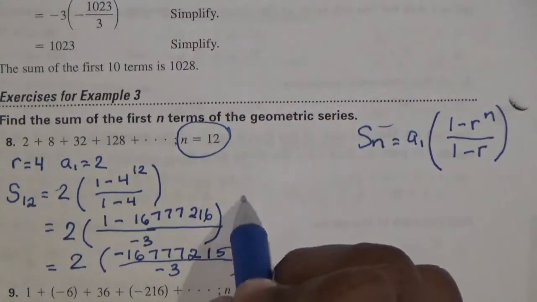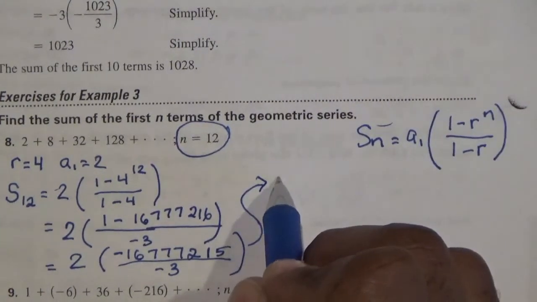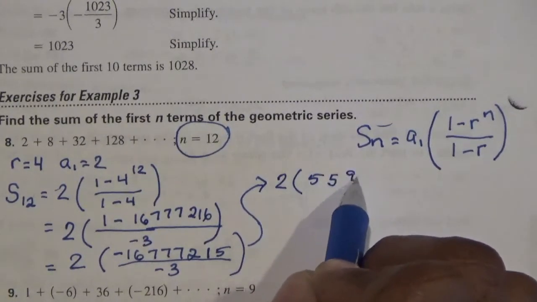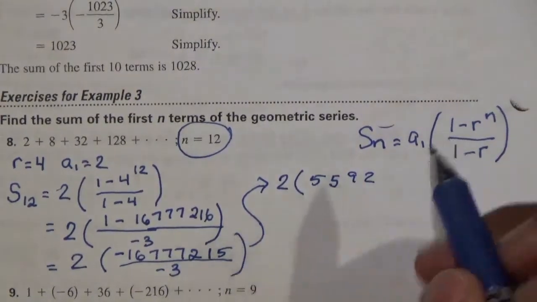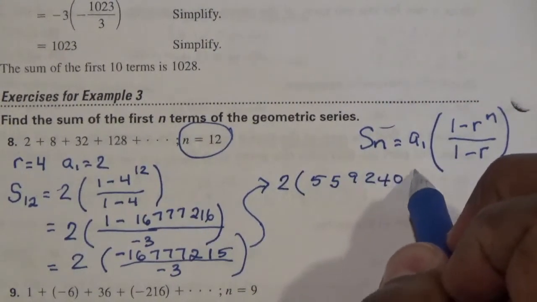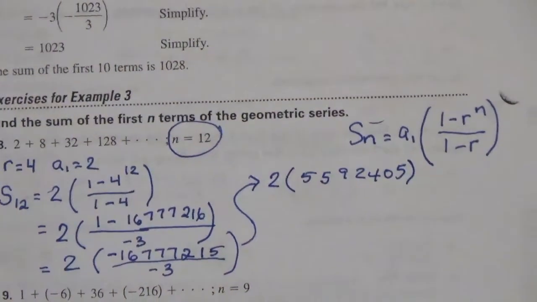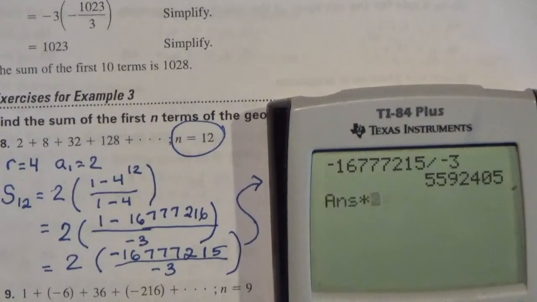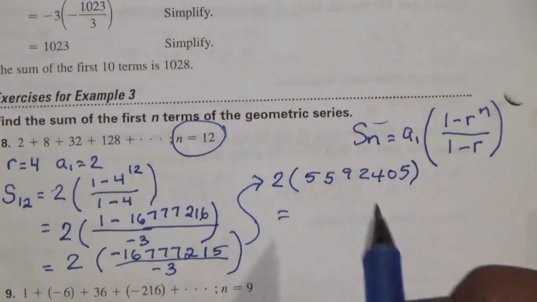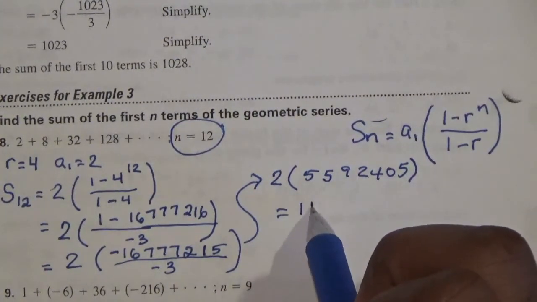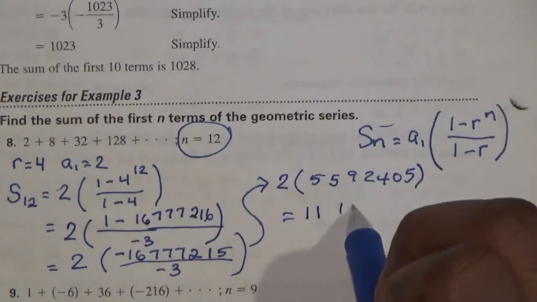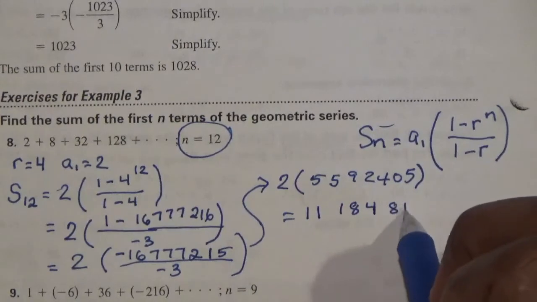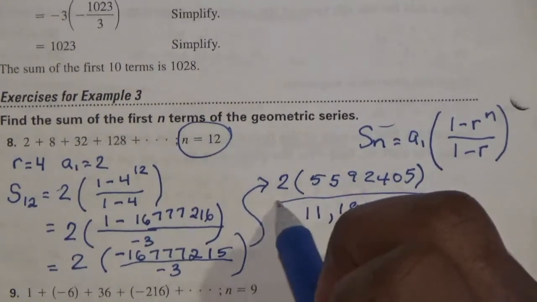So now we have 2 times 5,592,405. Now that you have that, just multiply by 2, and that gives us a pretty big number again: 11,184,810 is our final answer.